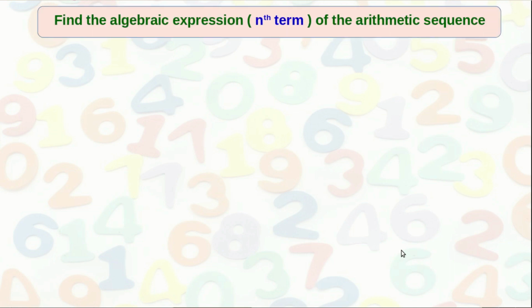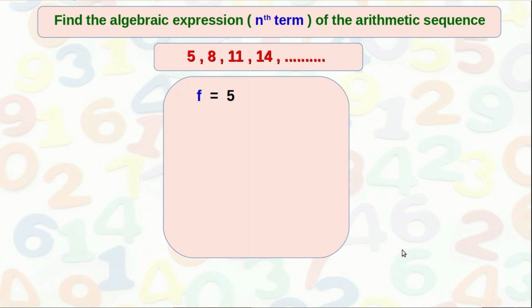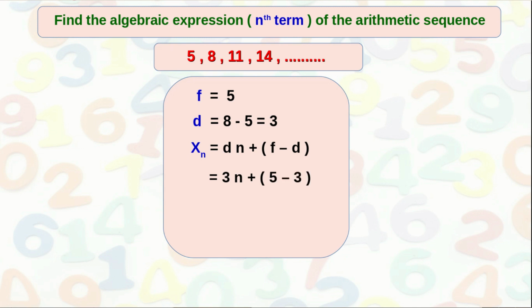Now we can find the algebraic expressions of some arithmetic sequences. First one, 5, 8, 11, 14, etc. Here the first term is 5 and the common difference d is 8 minus 5 equal to 3. So we have the algebraic expression of an arithmetic sequence xn is equal to dn plus f minus d. We can substitute for d and f here, substituting 3n plus 5 minus 3, that is equal to 3n plus 2.